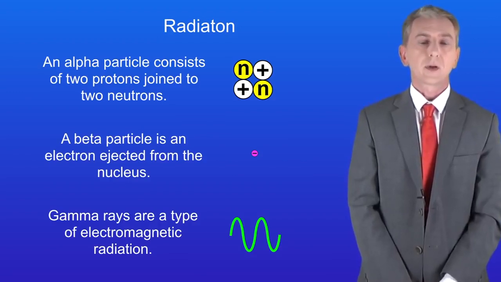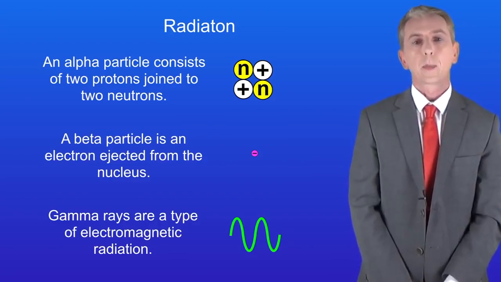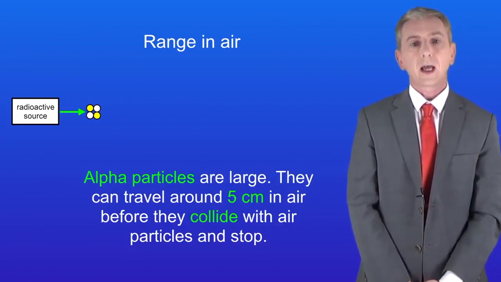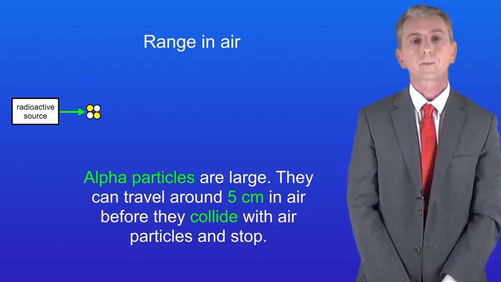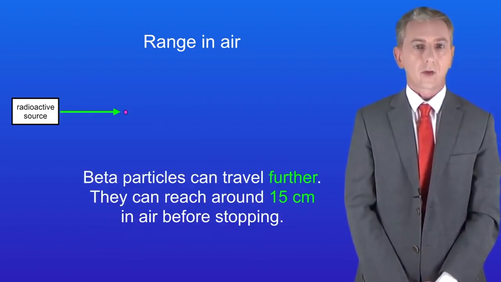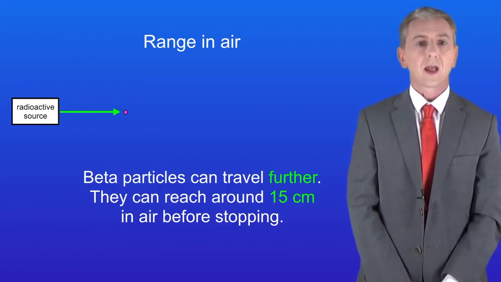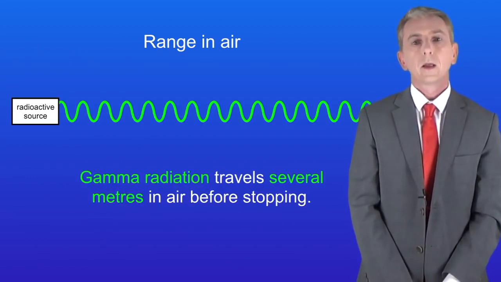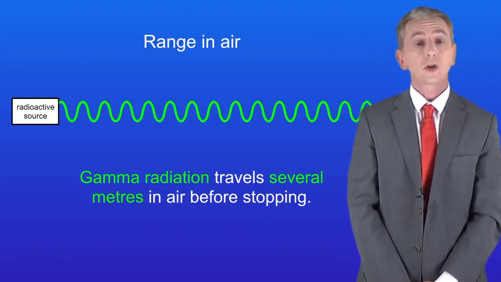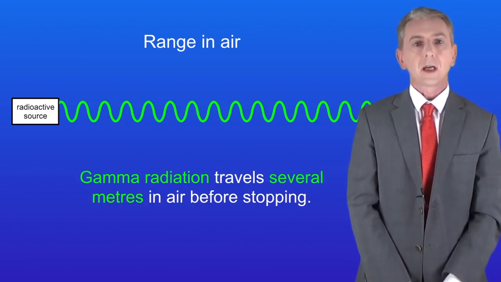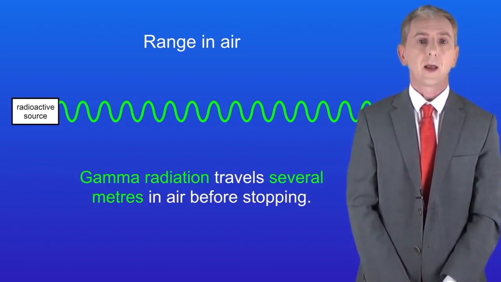The first key property is their range in air. Alpha particles are large. That means that they can travel around 5 centimeters in air before they collide with air particles and stop. Beta particles, on the other hand, can travel further. They can reach around 15 centimeters in air before stopping. Now, gamma radiation can travel much further than either alpha or beta particles, so gamma radiation travels several meters in air before stopping.